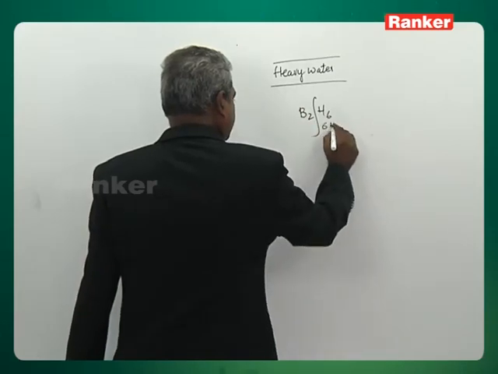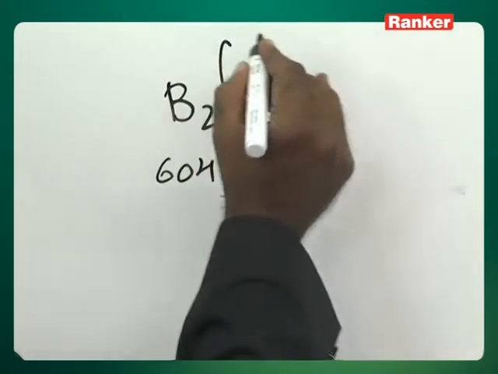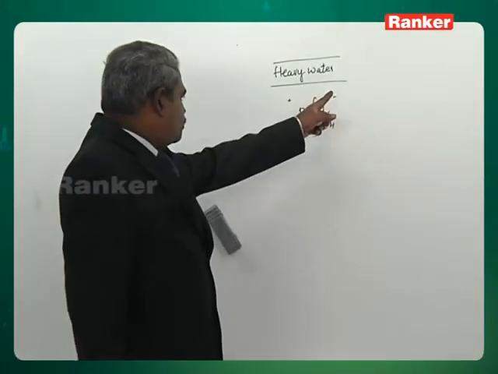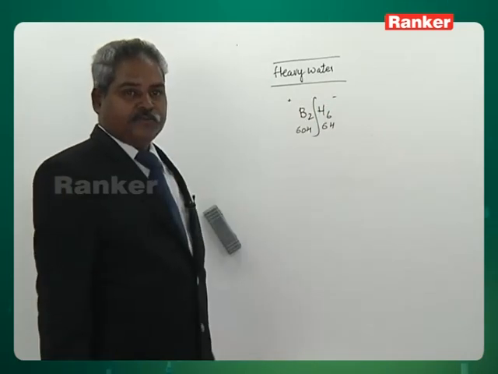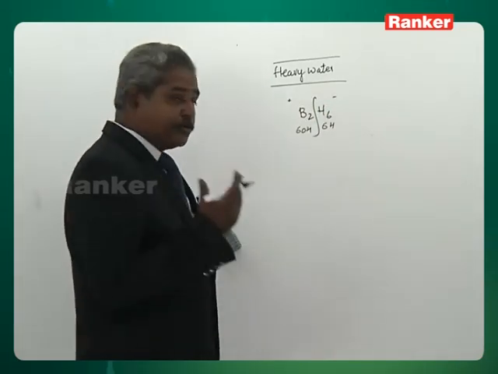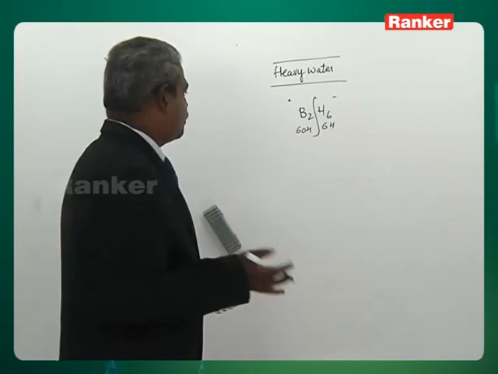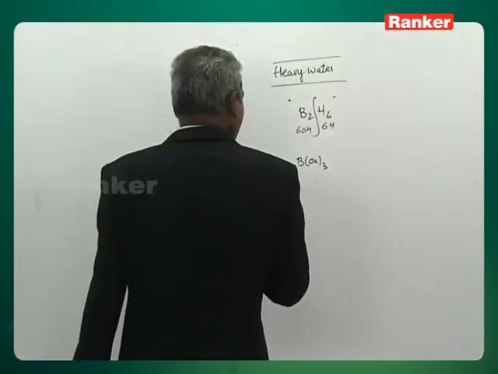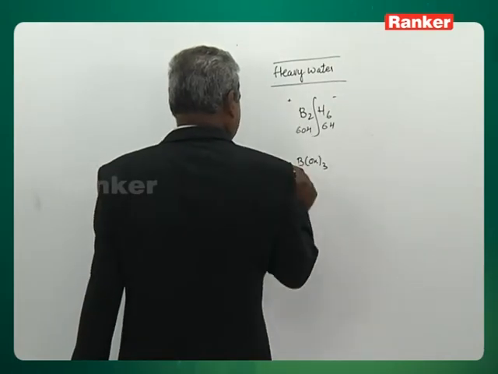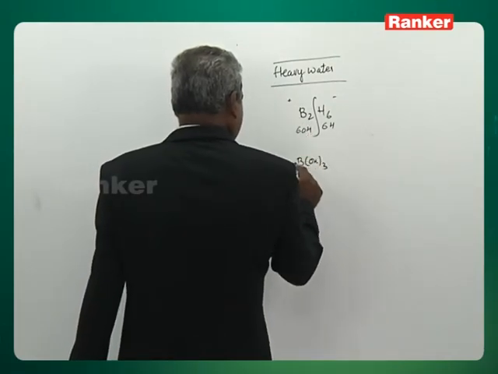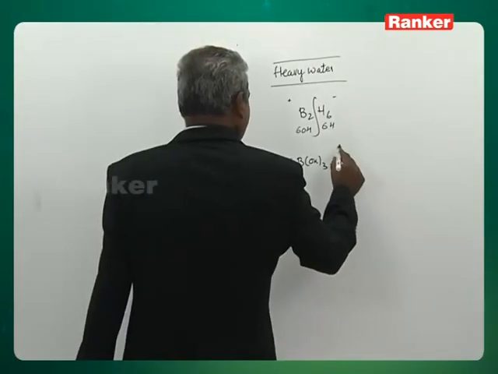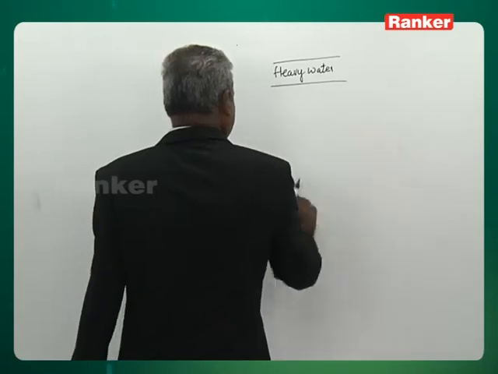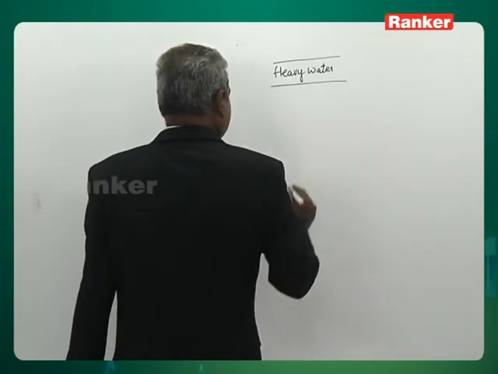So 6H, 6OH, H minus, this is minus, this is plus. So always you have to see those invisible plus minus. Means you need not write plus minus, but you should feel that boron is positive, hydrogen is negative. So what happens? B(OH)3, 2 B(OH)3, and of course hydrogen. Boric acid.